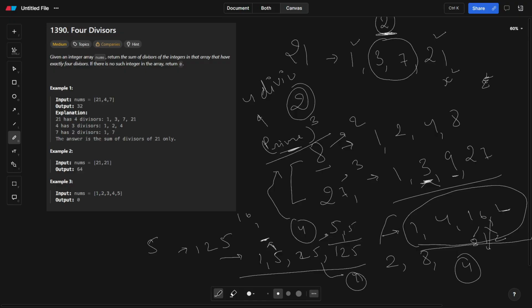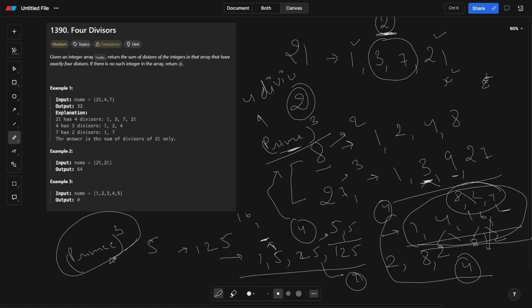Rather, when we talk about 4, 4 also has 1 and 2, and its cube 64 also has 8, 2, 4 as divisors. So the number of divisors will always be greater than 4. So if you have the cube of a prime number, it will always have exactly 4 divisors. I hope this first thing is clear to you.